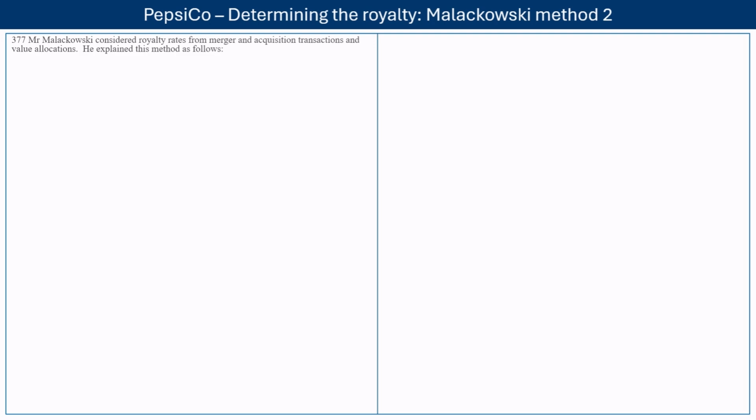And then we get to Malachowski method 2, and there's quite a lot of text here, but I think it's worth going through because he's trying to emulate a kind of a profit split, right? Mr. Malachowski considered the royalty rates from merger and acquisition transactions and value allocations. He explained the method as follows.